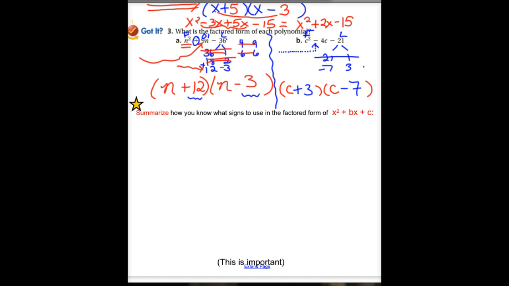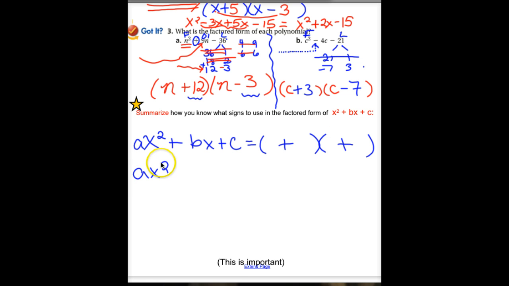So let's summarize what we know about how we use the signs to help us out. So let's take a look. Here's our options from yesterday. When I have x squared, and technically it's ax squared, but ours has been a 1, but it's not going to be much longer. When I have everything being positive, that told me that I needed to break it into positive and positive.